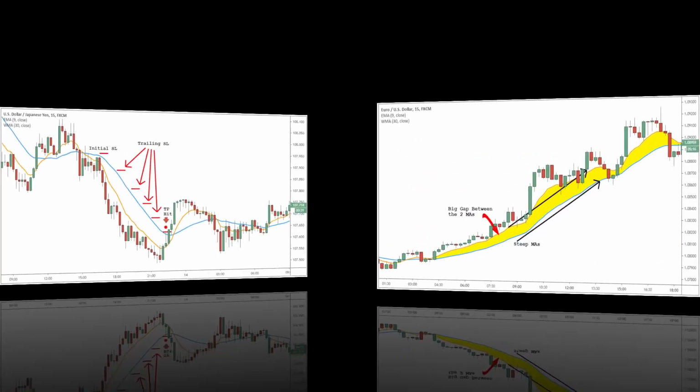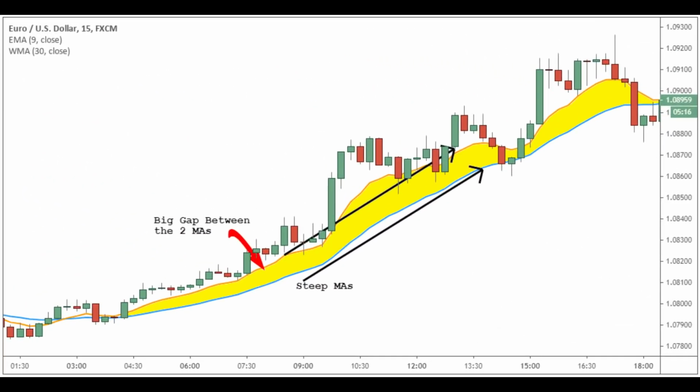Let's see what type of trading environment is best suited to the 930 moving average trading strategy. When to use the 930 trading method. The 930 trading method is a type of trend-following strategy that seeks to enter the trade on pullbacks. In this regard, the best time to use the 930 trading strategy is when we have an established trend.